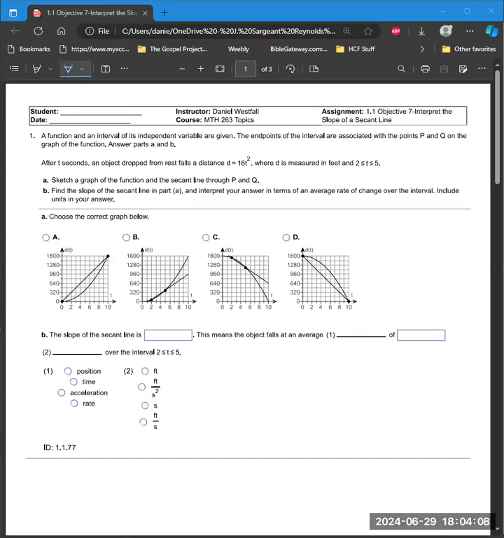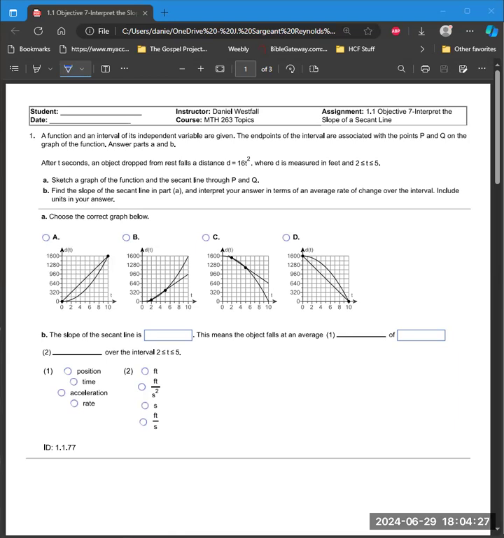This video, we're going to talk about 1.1 Objective 7, where we interpret the slope of a secant line. A secant line is a line that gives us the average rate of change between 2 points on a curve. So let's go ahead and look at this. We've only got a couple examples.